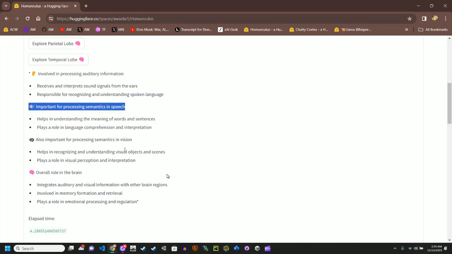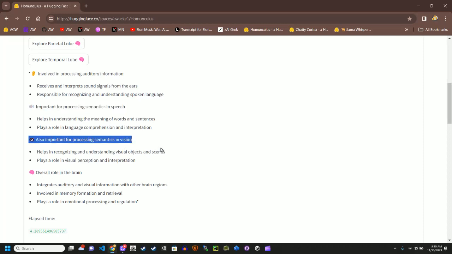Important for processing semantics in vision. Helps in recognizing and understanding visual objects and scenes. Plays a role in visual perception and interpretation.